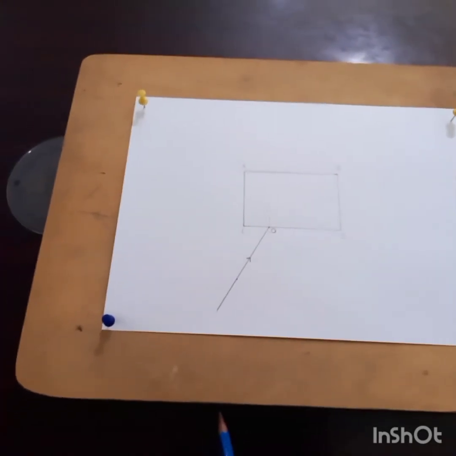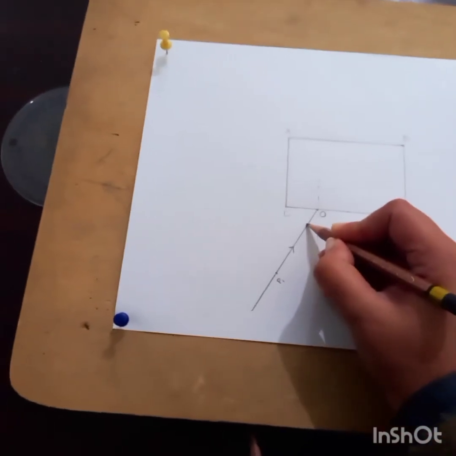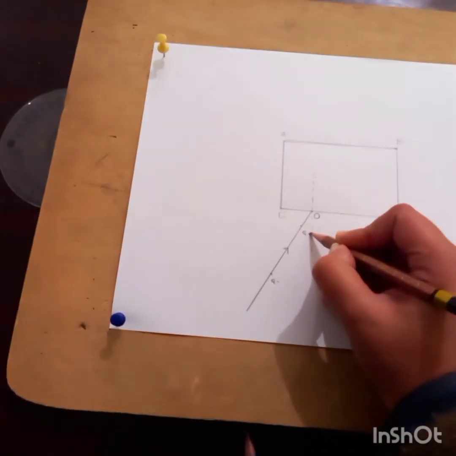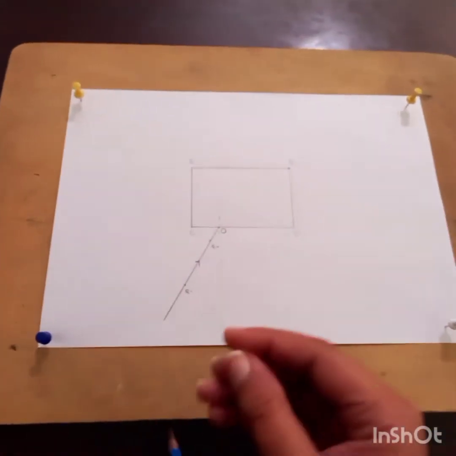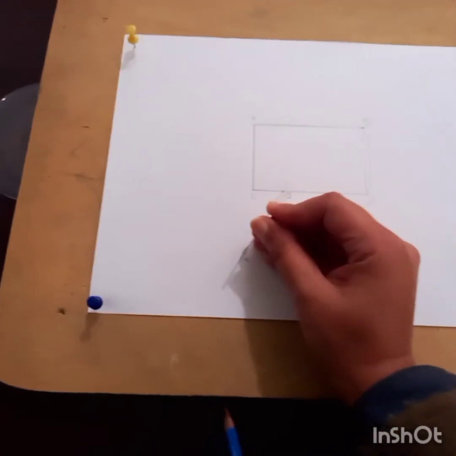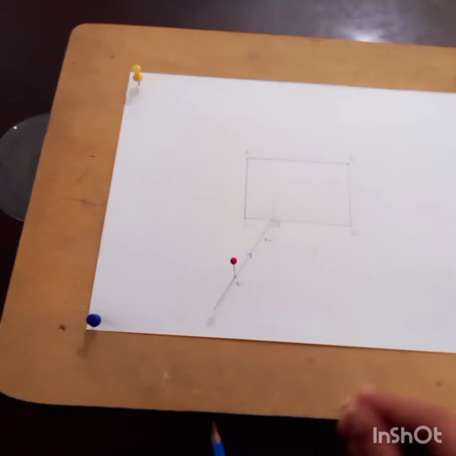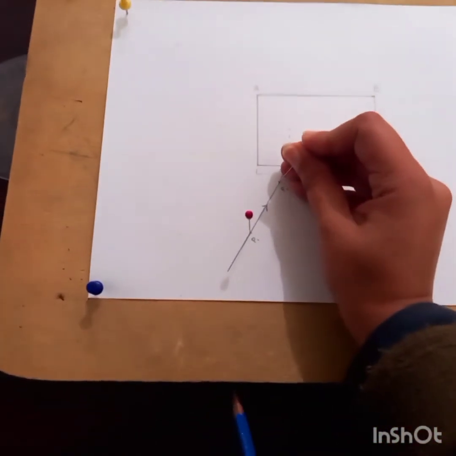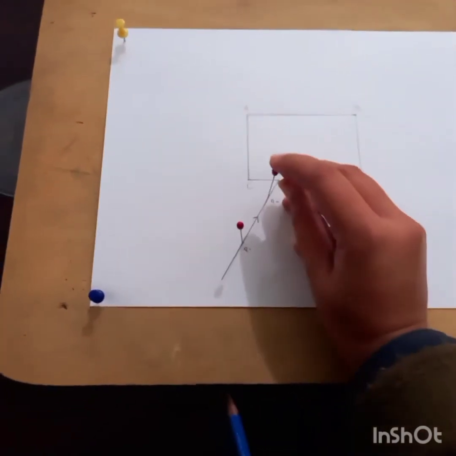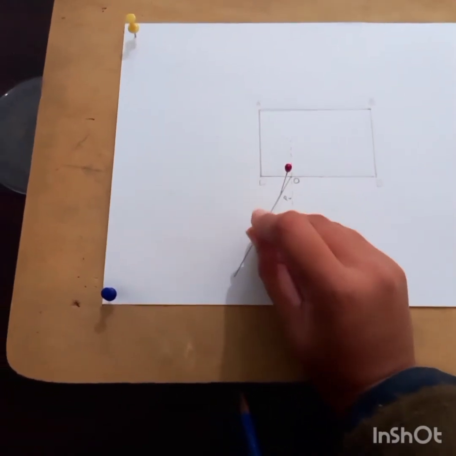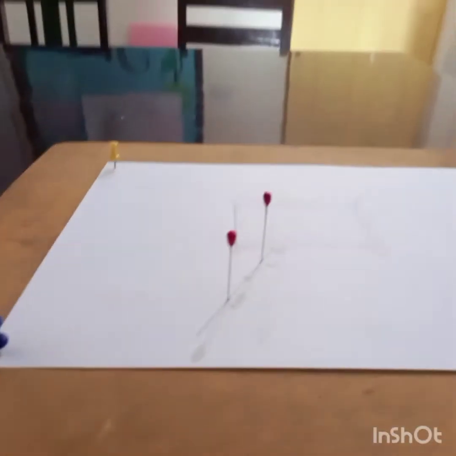Now take two points, P1 and P2, on the incident ray and fix the optical pins on these points P1 and P2. As you can see, I have placed them. They should be parallel and erect.